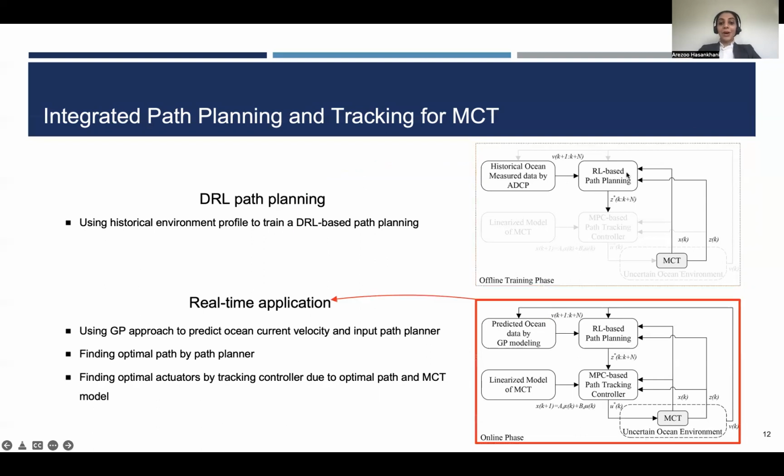Then, after completing the training, we can go through the real-time application or online phase. In the online phase, we use the trained network to find the optimal path. Then we have the MPC-based path tracking controller, which is responsible for finding the optimal actuator commands for the MCT system based on the optimal path from the path planner and also the linear model of the system.